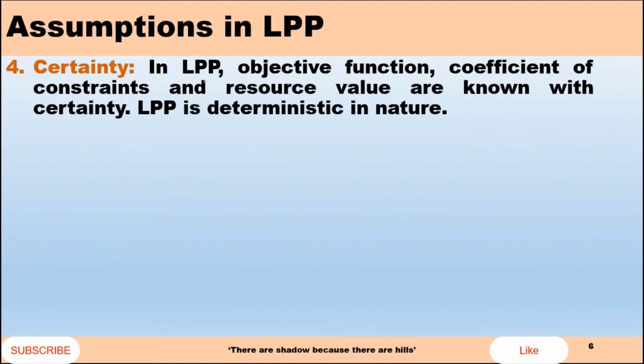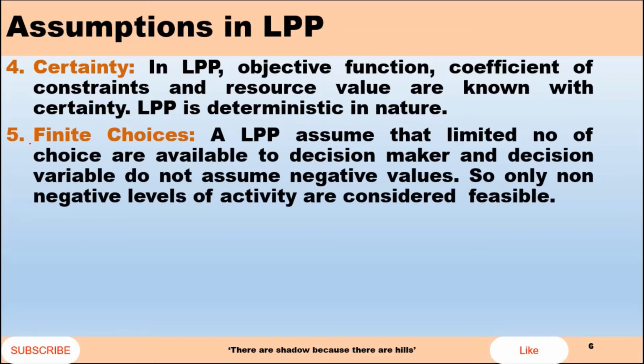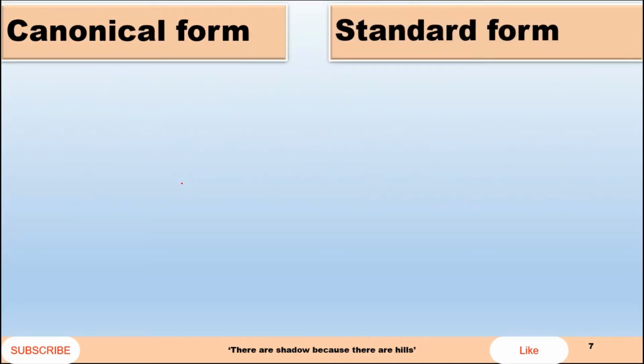The next assumption is certainty. In LPP, the objective function coefficients, constraint coefficients and resource values are known with certainty. LPP is deterministic in nature. The next assumption is finite choices. LPP assumes that a limited number of choices are available to the decision maker, and decision variables do not assume negative values. Only non-negative levels of activity are considered feasible, right? So all the decision variables are non-negative. Now there are two forms to which you can convert your LPP: one is canonical form and another is standard form.